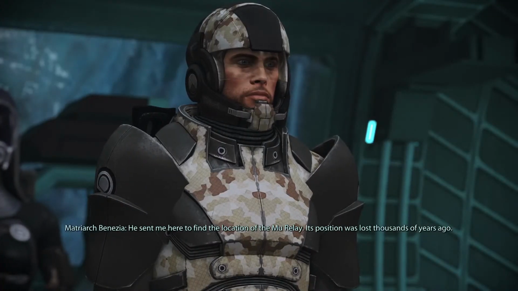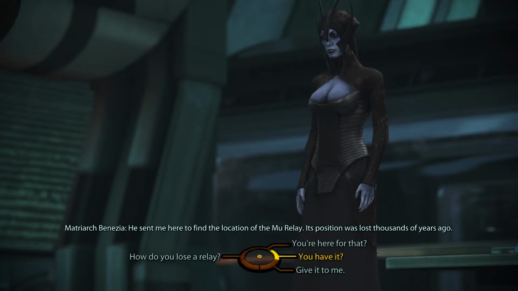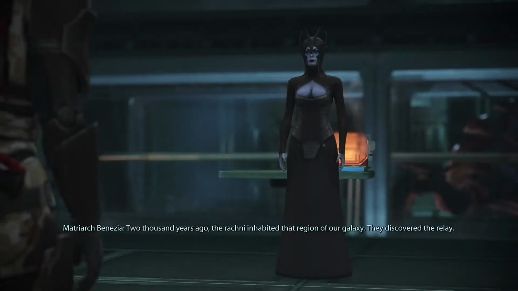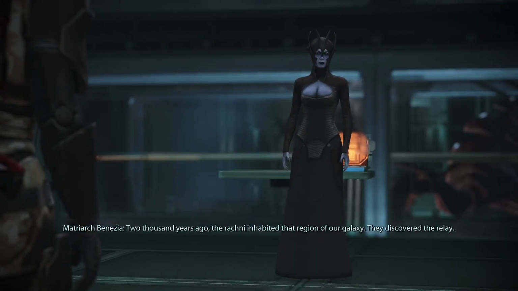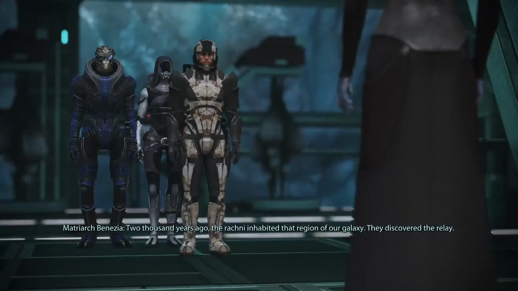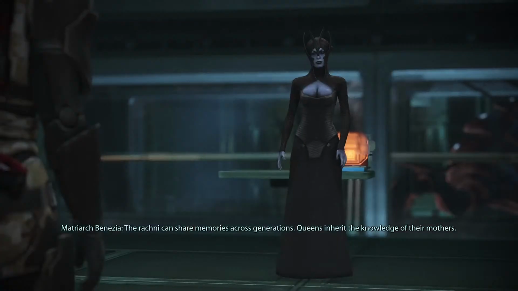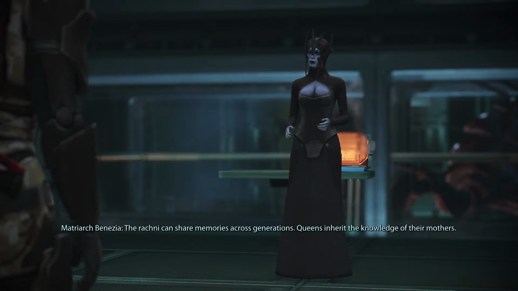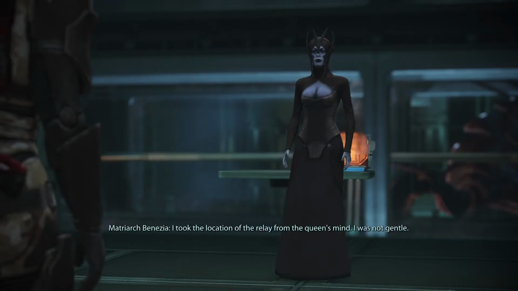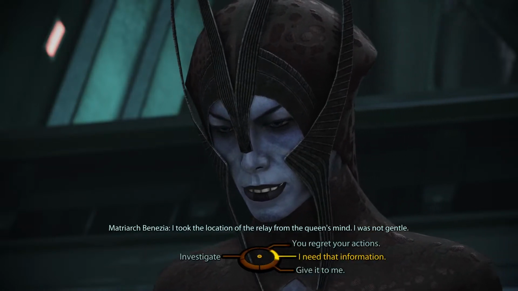He sent me here to find the location of the Mu relay. Its position was lost thousands of years ago. Someone on Noveria found it? 2,000 years ago, the Rachni inhabited that region of our galaxy. They discovered the relay. The Rachni can share memories across generations. Queens inherit the knowledge of their mothers. I took the location of the relay from the Queen's mind. I was not gentle.